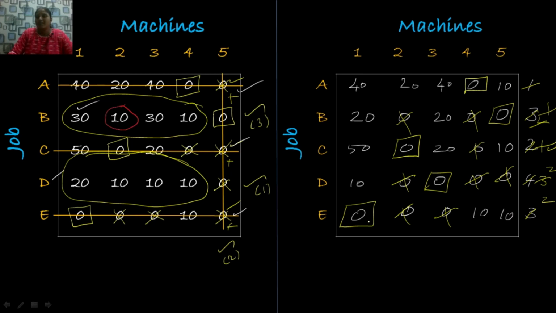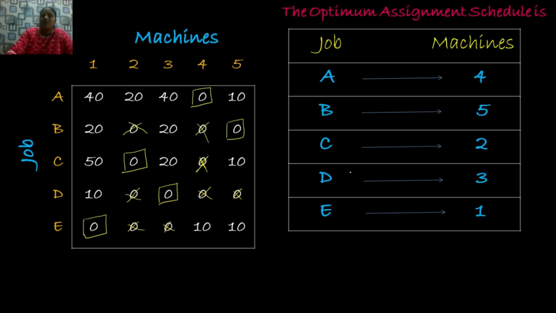So after making the assignment, check whether each row has exactly one assignment. Likewise, column wise too, check whether each column has exactly one assignment. Here, each row and each column has exactly one assignment, which means we arrived at the optimum assignment schedule. And the optimum assignment schedule is job A is assigned with machine 4, B to 5, C to 2, D to 3 and E to 1.